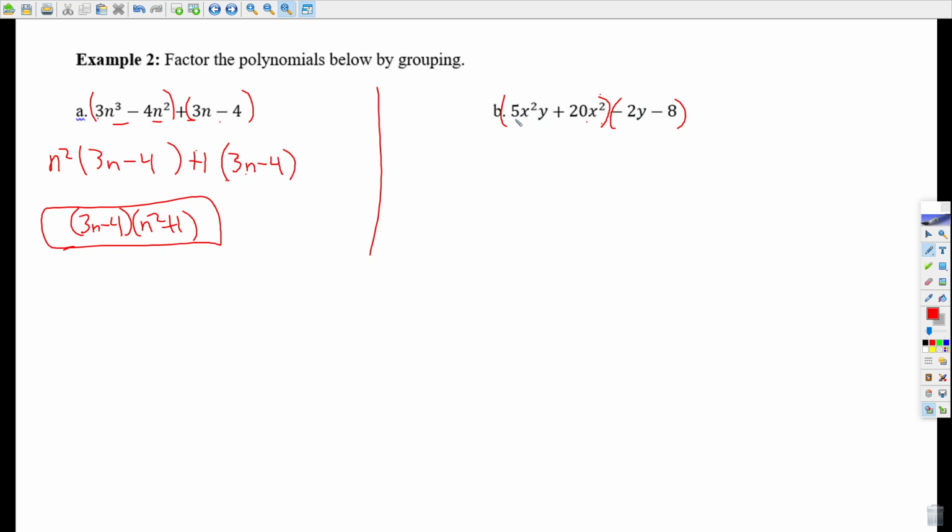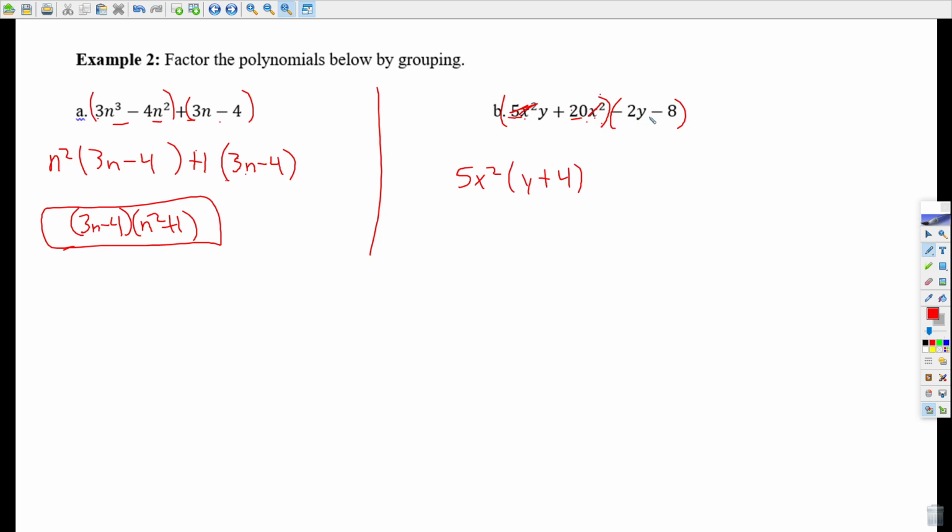So what comes out of this one? We can take out a 5 from 5 and 20. We can also take out an x squared. All right, so what happens if we take those out? We get a y plus, divide that by 5, you get 4. Take out the x squared, nothing. So we want this to be a y plus 4. Otherwise, we would not be able to finish the problem. We need them to match up every single time.